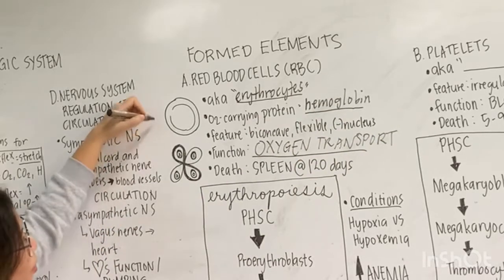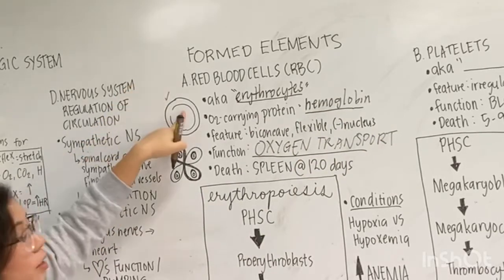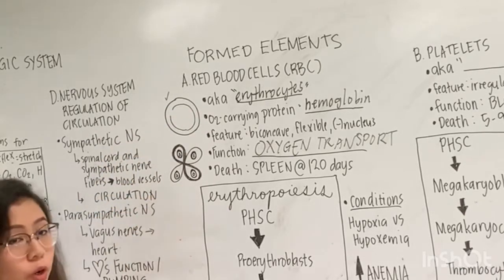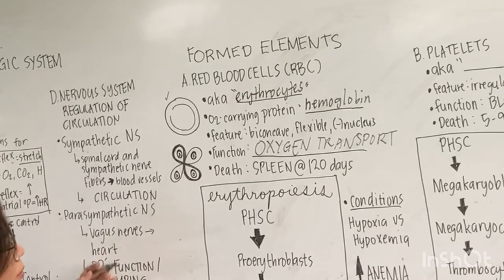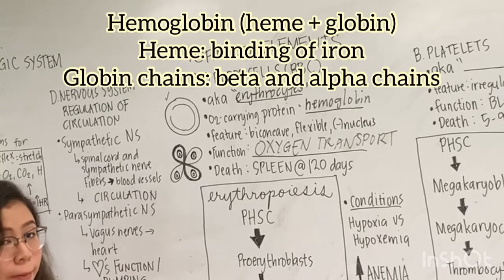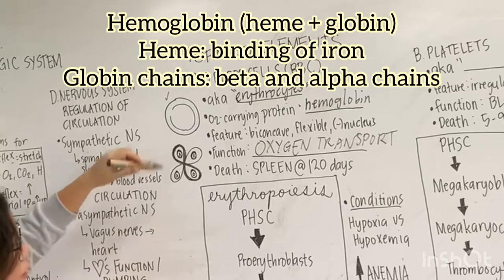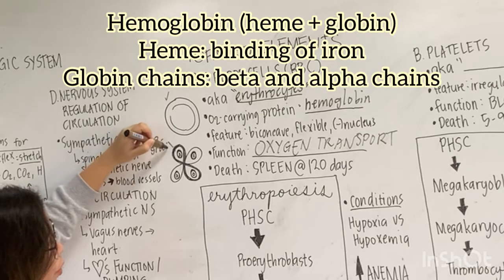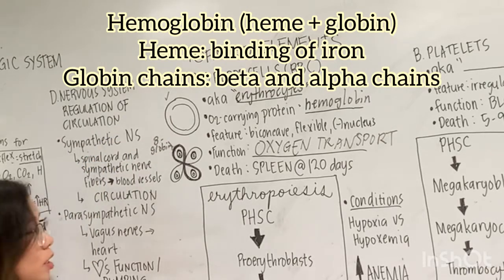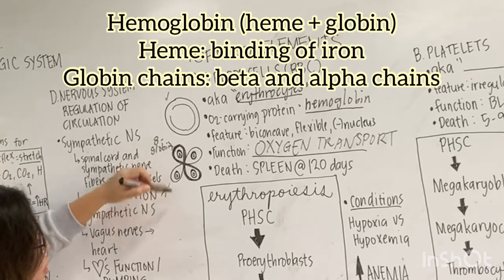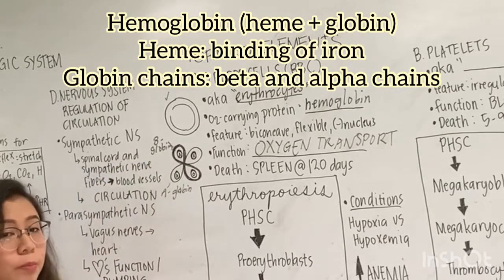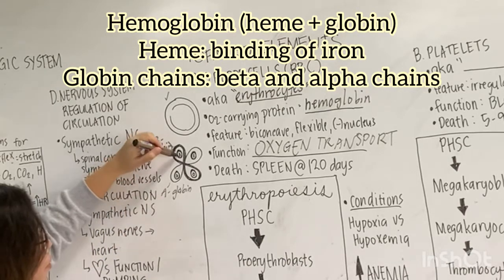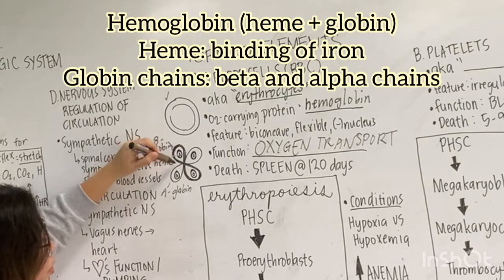Okay, so as you can see here, this is your RBC. It is biconcave in shape. Then, this is a simple illustration of your hemoglobin. Your hemoglobin can be divided into two structures, your heme and your globin. Your globin chains: this is your beta globin chains, or beta polypeptide chains. Then the other one is your alpha globin chains, or alpha polypeptide chains. At the center of your globins, you have your heme. That is why it is named hemoglobin.